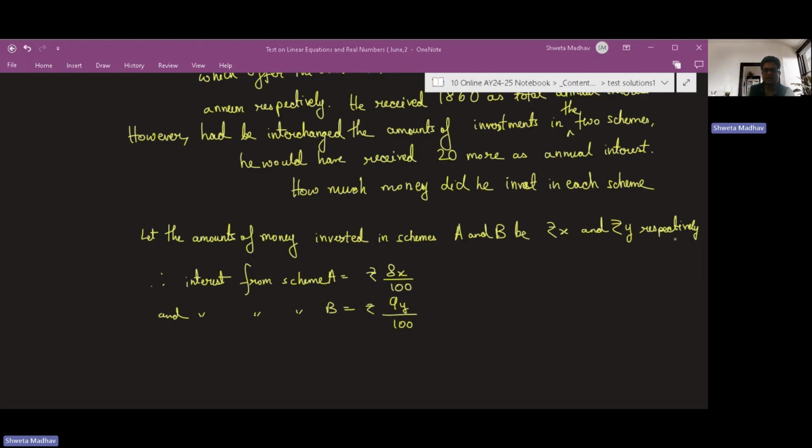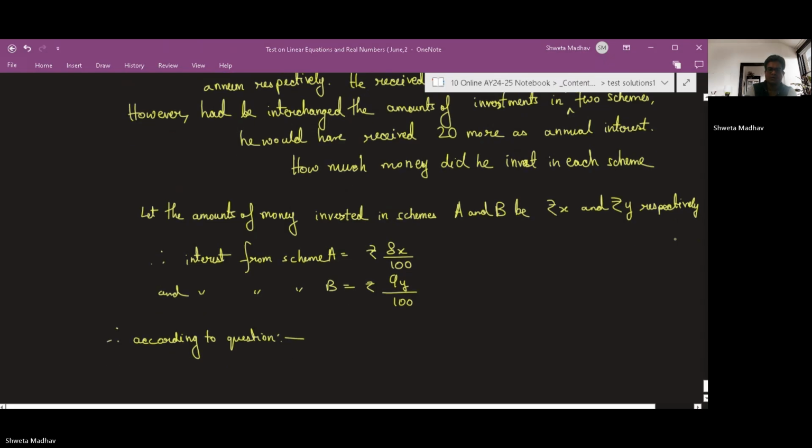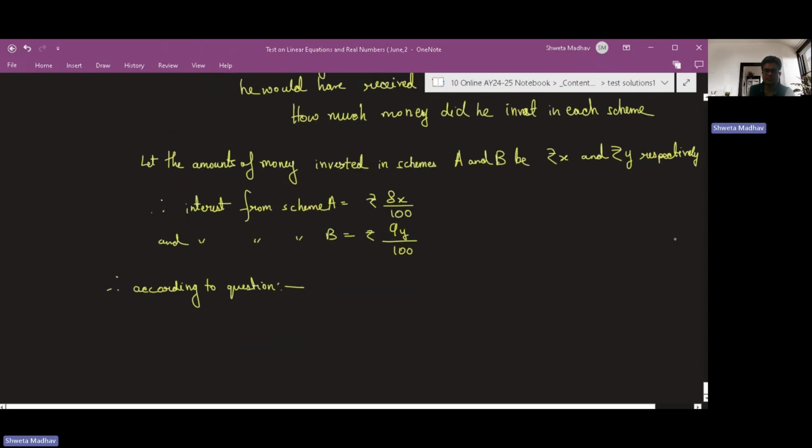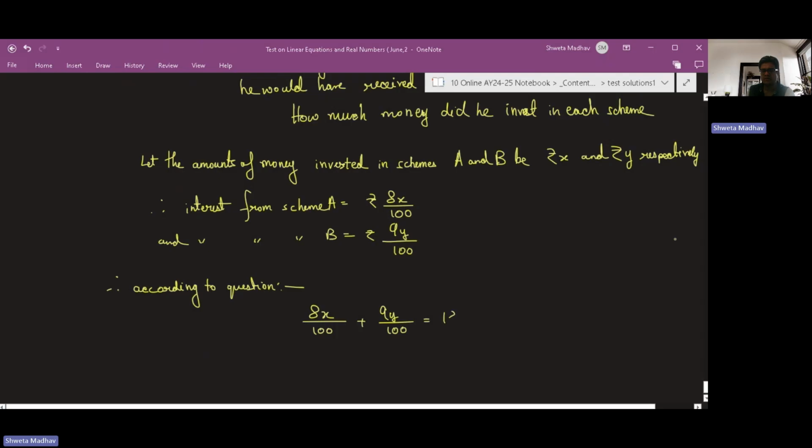So the sum of these two interests would be 1,860. However, had he interchanged the amounts of investments in the two schemes, he would have received rupees 20 more as annual interest. So therefore, according to the question, the sum of the interest obtained from the schemes A and B, that is 8x by 100 plus 9y by 100, is equal to 1,860. So this is our equation 1.